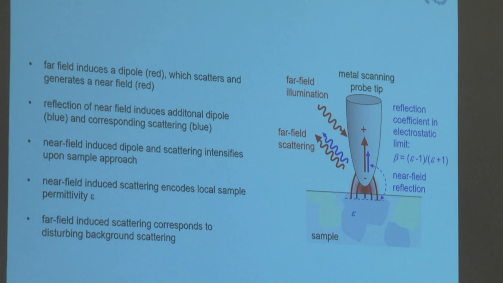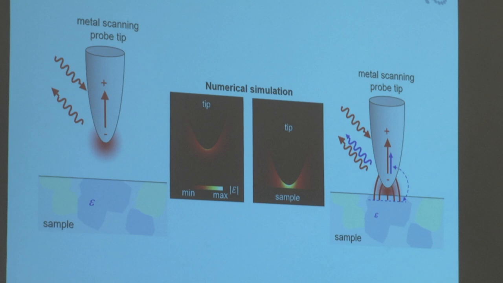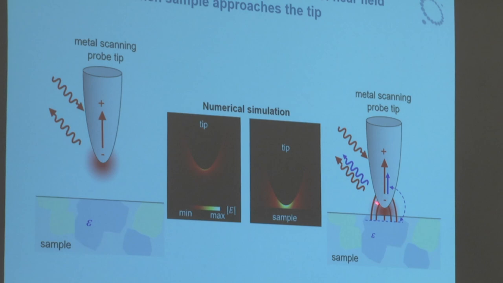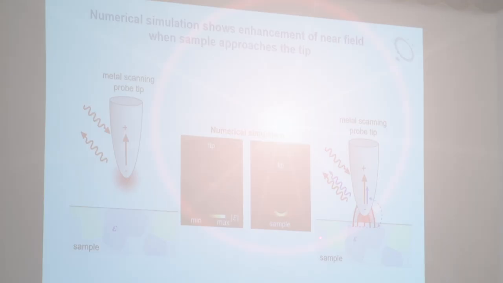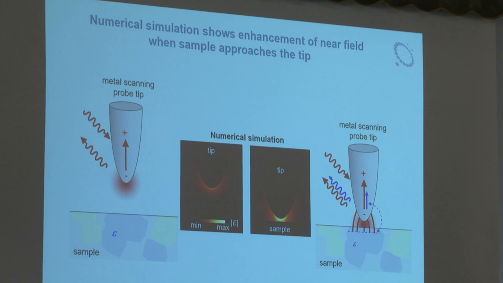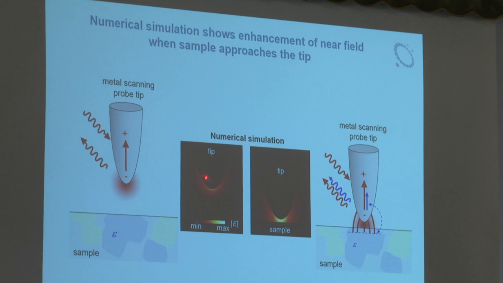And so that's the tricky thing that we have to solve. How can we measure the light that is scattered through the near-field interaction, what we call the near-field scattered radiation or light, okay? Here you can see this again in a numerical simulation, the tip far away from the sample and now in proximity to the sample, and we can see indeed that this near field intensifies, which gives rise to this additional scattering.